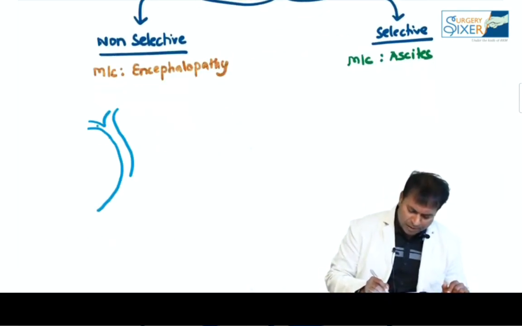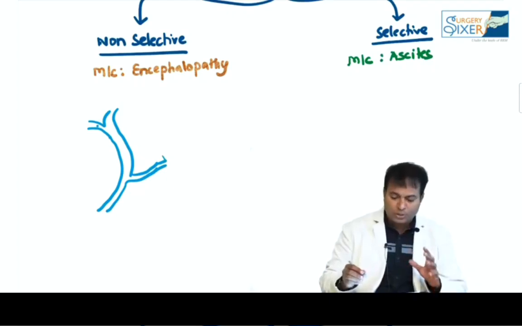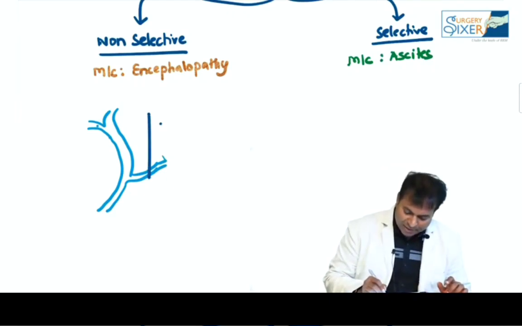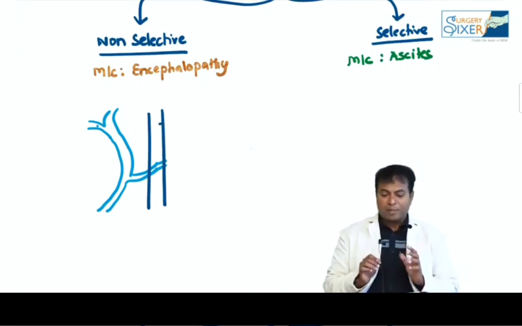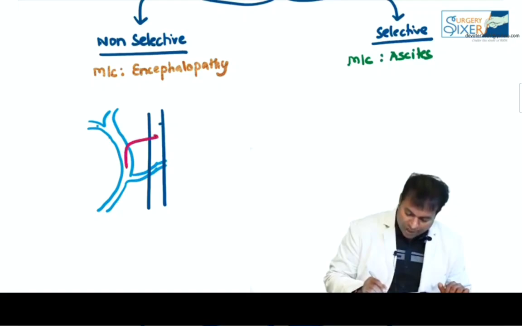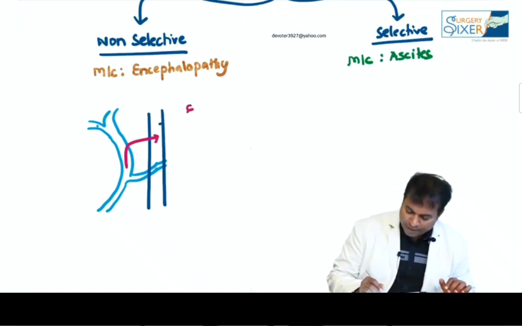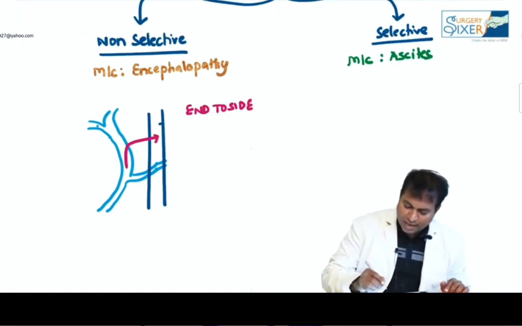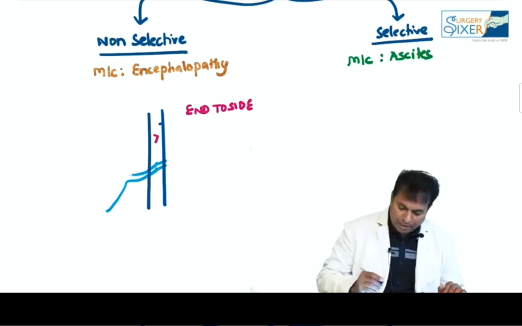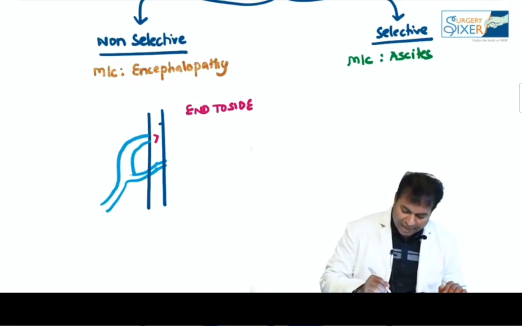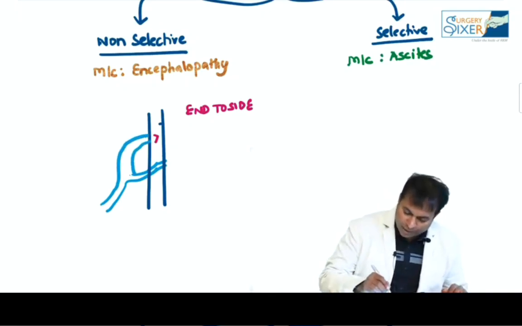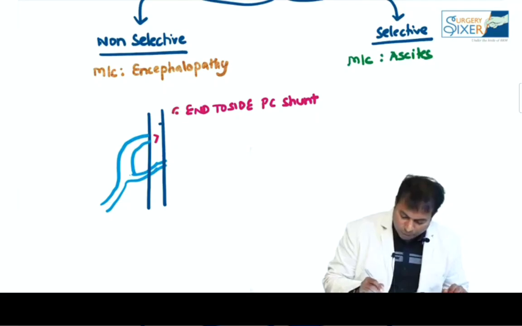This is portal vein, superior mesenteric vein, splenic vein. Now I am going to show you the non-selective shunt operations by picture. This is IVC. The various operations done to divert the blood from the portal vein to IVC are these: I can simply make an end to side anastomosis like this. Please understand this picture. I can cut the portal vein and anastomose like this. So this is end to side portocaval shunt. All the blood from the portal vein is now entering the IVC.